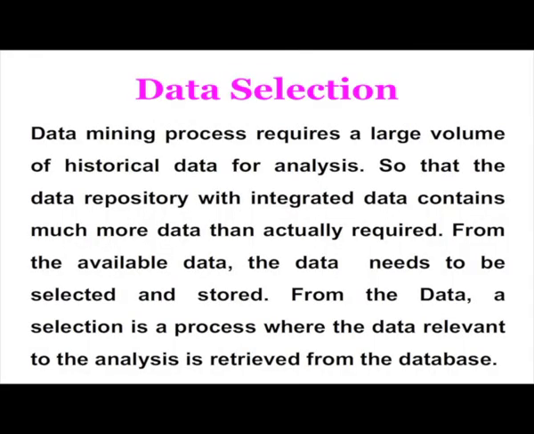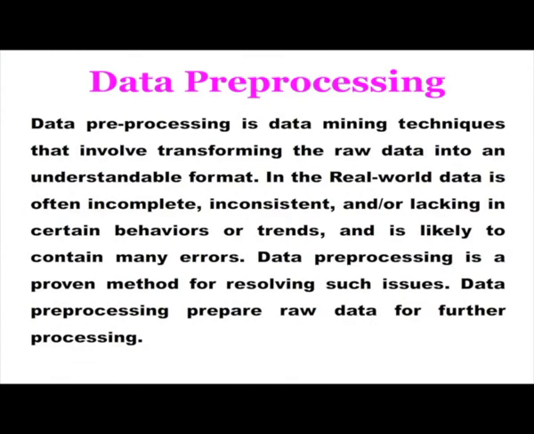Let us see the first step, data selection. The data mining process requires a large volume of historical data for analysis, so the data repository with integrated data contains much more data than actually required. From the available data, the data needs to be selected and stored. Selection is a process where the data relevant to the analysis is retrieved from the database. That is, if we have a large amount of data, the entire data cannot be used as it is. From the given data, we have to select the most important data that has to be used for the next step.